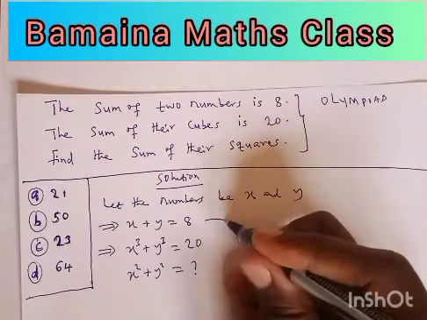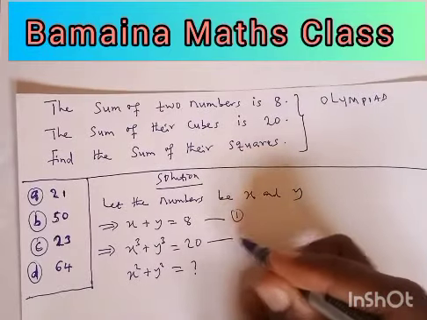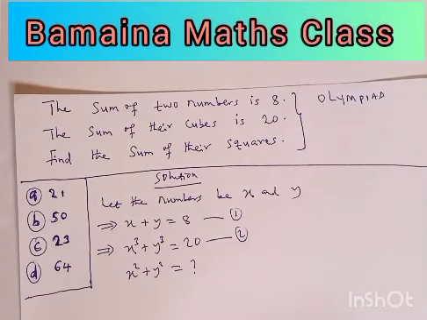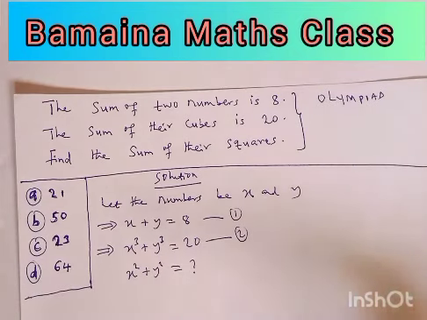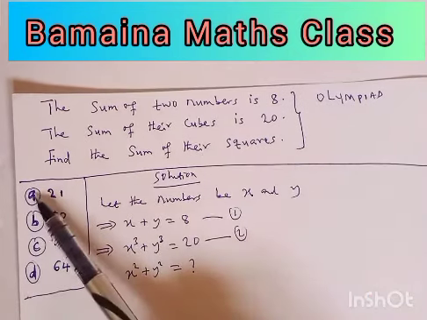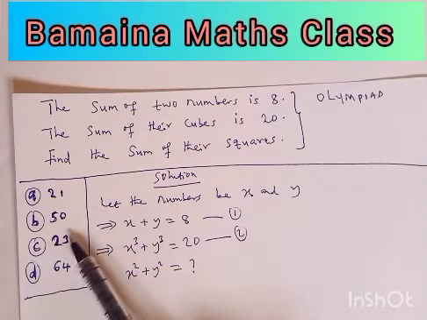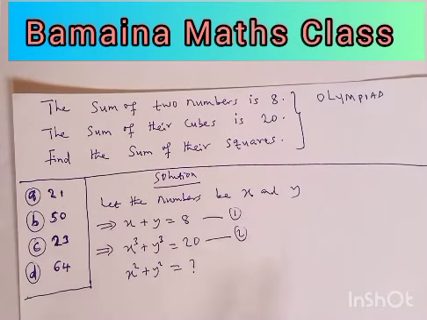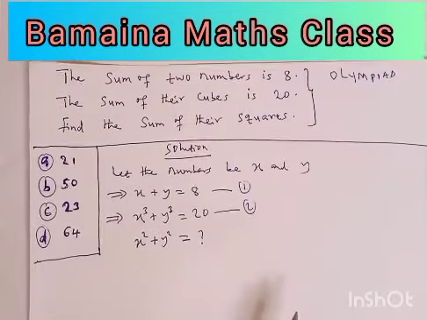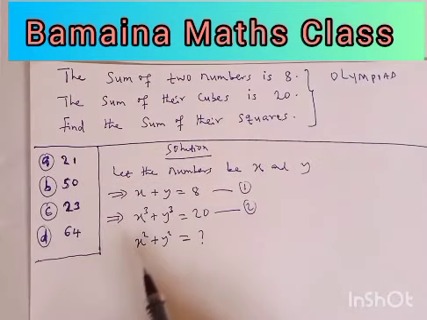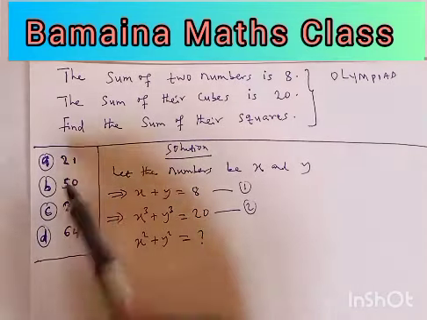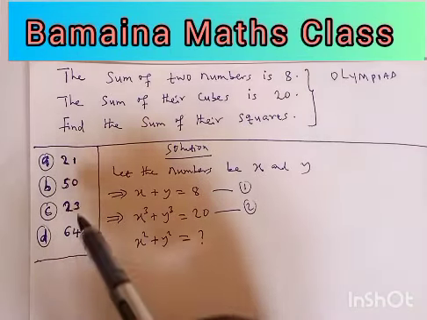So let us take this one as equation 1, this one equation number 2. Now we are going to solve them simultaneously and find the final answer to see whether it corresponds to A or B or C or D. A says 21, B 50, C 23, and D 64. So now we are going to find the value of x squared plus y squared and see which one is the correct option here.